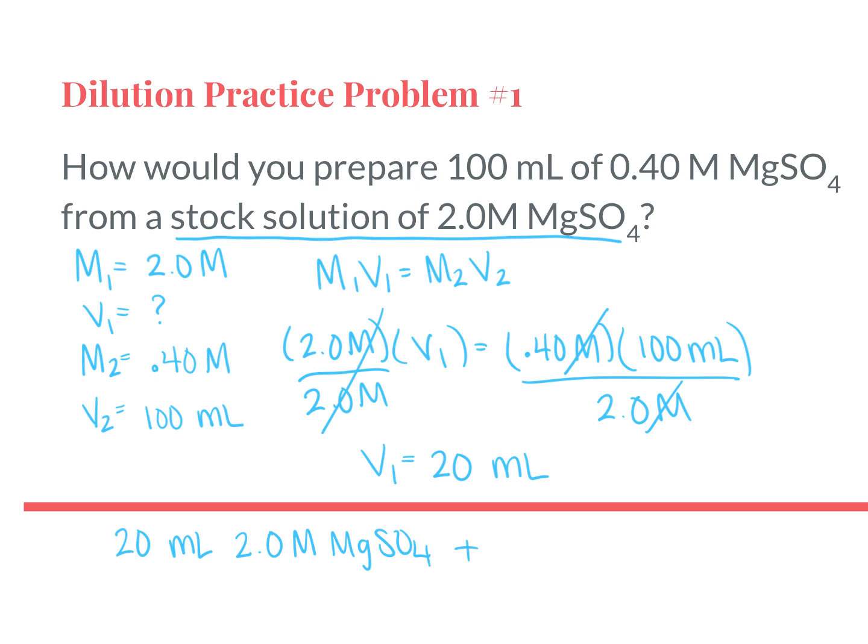Water. So you're going to take the concentrated chemical and add water. You need to get to 100 milliliters. 20 of those are going to be this magnesium sulfate. So how much water are you going to add? Good, 80. So to make this solution, you need 20 milliliters of the magnesium sulfate and then 80 milliliters of water.